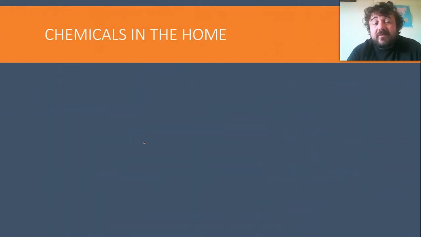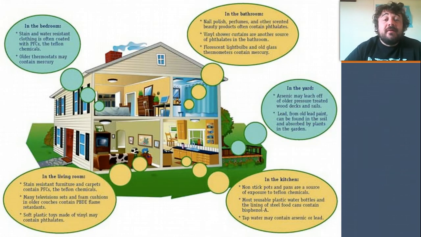So let's have a quick talk about chemicals in the home. This is a bit tough to read, but in the bedroom, you've got all the clothes, and they're covered in chemicals such as Teflons.